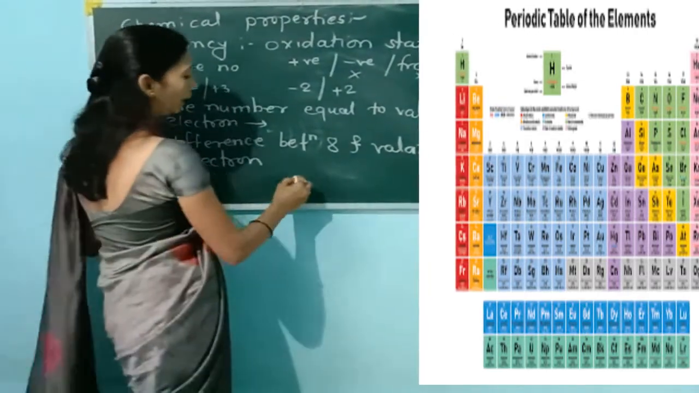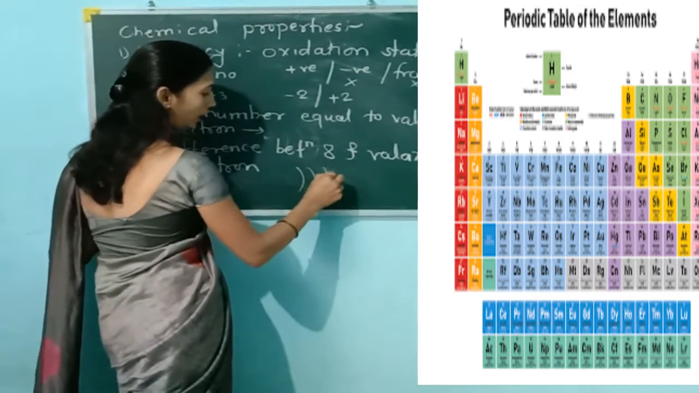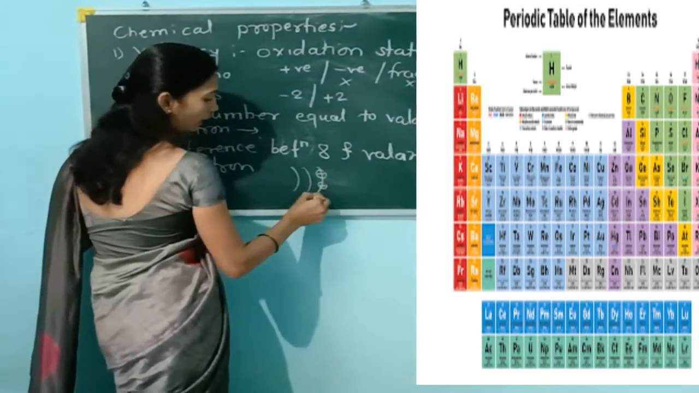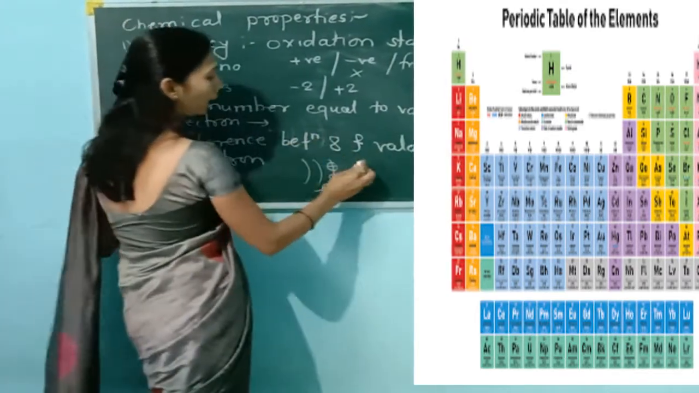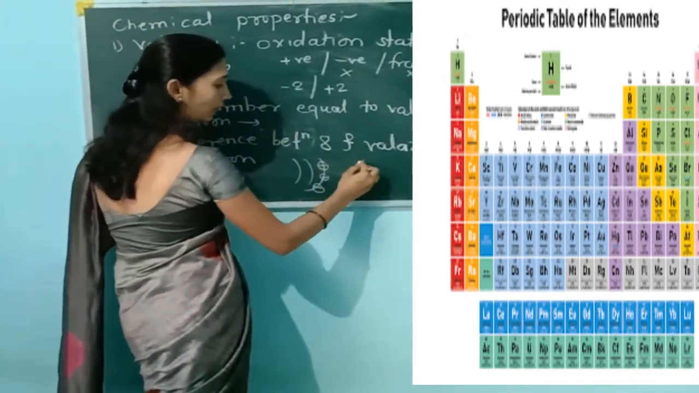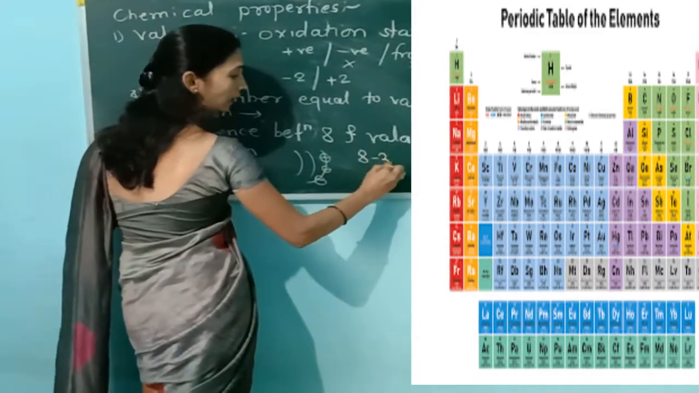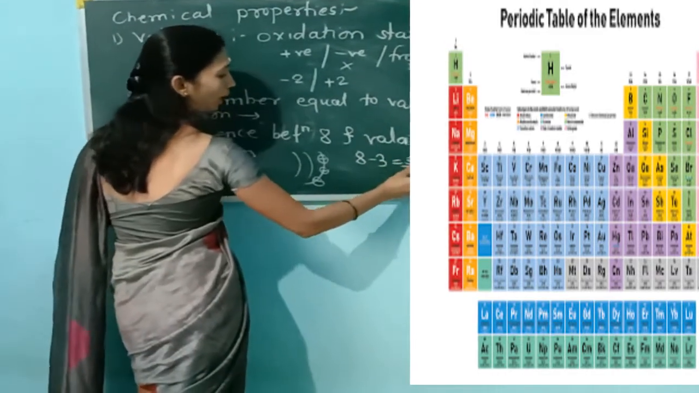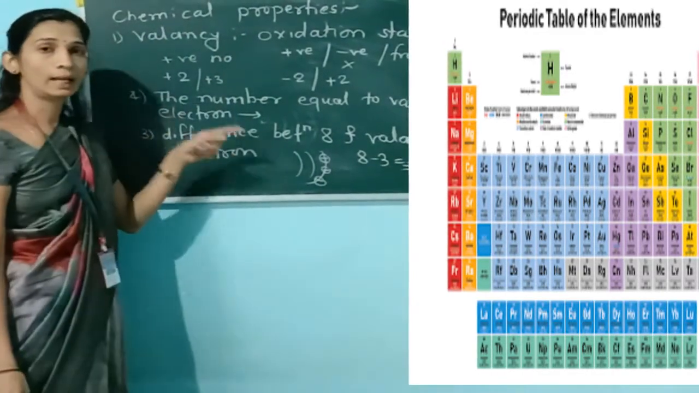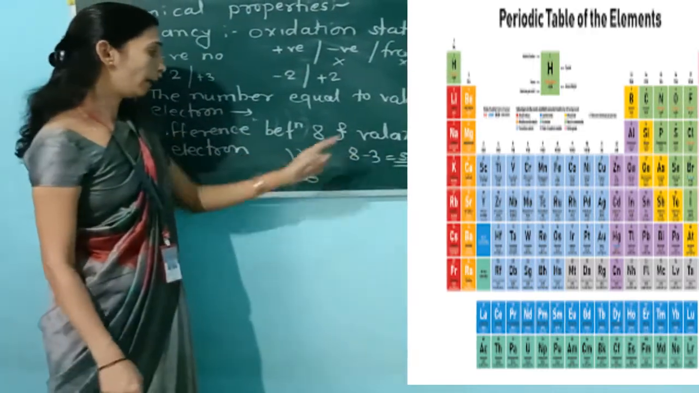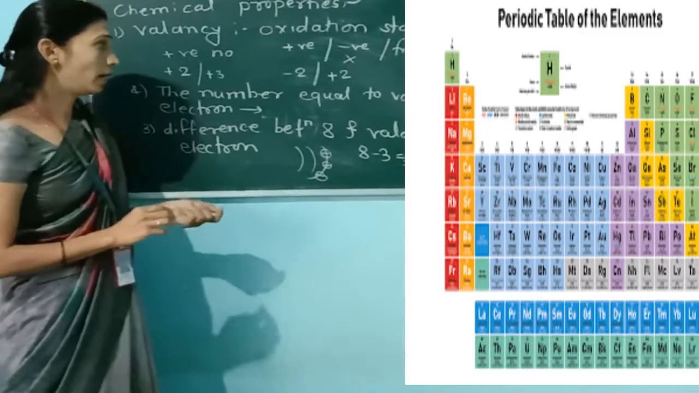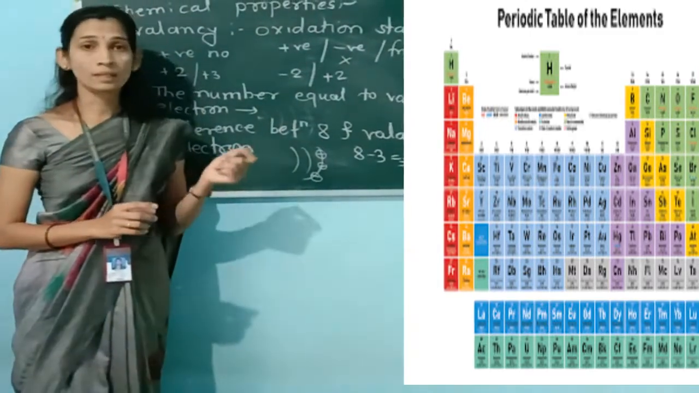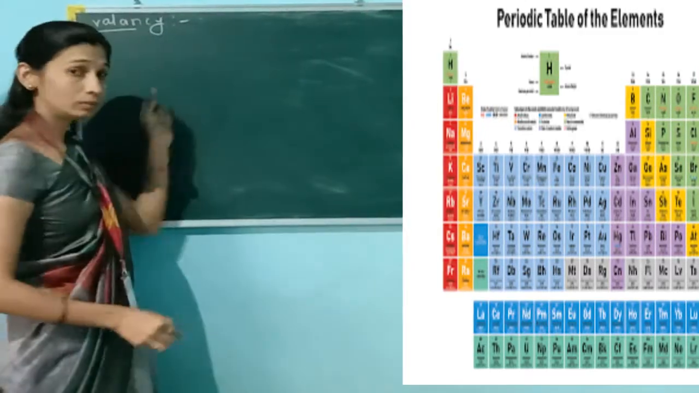For example, if the outermost shell contains 3 electrons in its valence shell, the valency of that element is 8 minus 3, which is equal to 5. We write the valency of that element as 5. Now how do we find out valencies? We see by some examples.